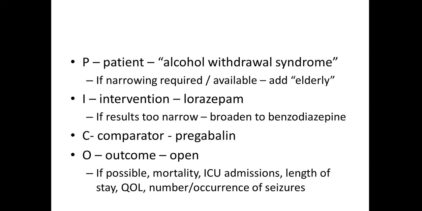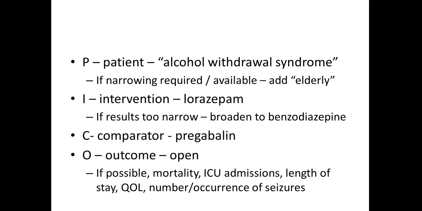So intervention is lorazepam. If the results were too narrow, you could broaden this to benzodiazepine. It may be that there's not that many articles of just straight lorazepam versus pregabalin, and so you would want to use the class of the medication, so benzodiazepine, because you know that diazepam is often used as well for alcohol withdrawal syndrome. So you may need to expand, find out about other benzodiazepines, and then apply it to your patient depending on what you find. You would compare that with pregabalin, and the outcome I would leave open.